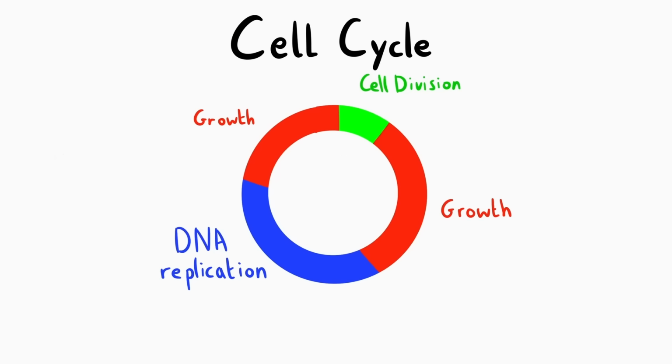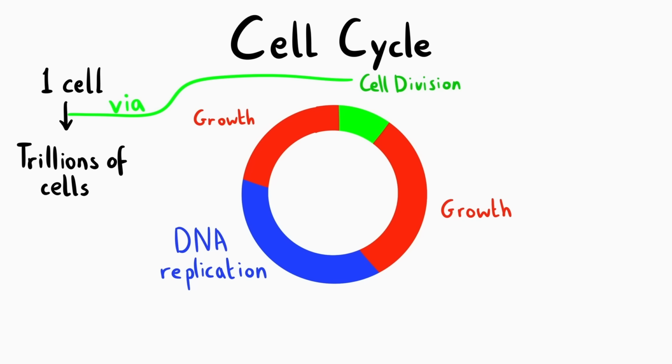Now let's talk about the cell cycle, the life story of a cell from birth to division. Your body is made up of trillions of cells, but you started as just one cell, a fertilized egg. How did one cell become trillions? Through the process of the cell cycle and mitosis.